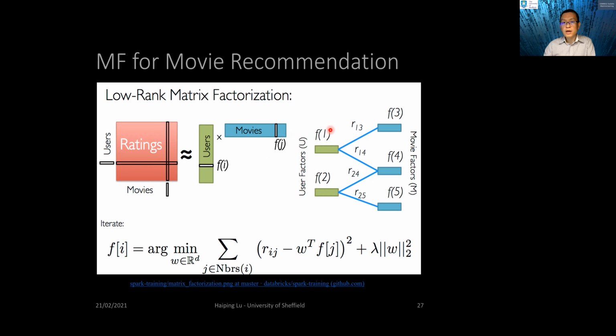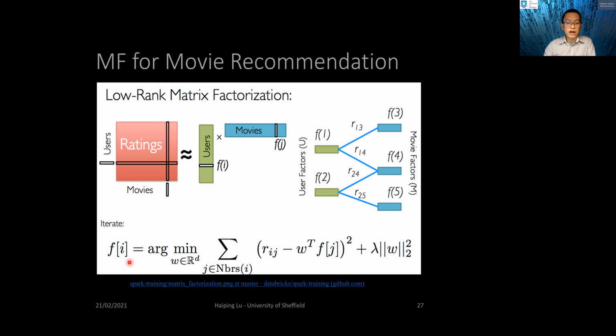So here are the user factors, F1, F2, as an example, and here are the movie factors. Their relationships are the ratings. If you know about graphs, this is actually a bipartite graph, with user factors and movie factors, and their interactions are the ratings. If you do an inner product between the two, you get a rating. So they write the objective function in a more generic form.